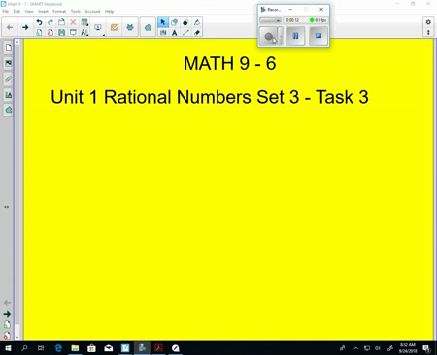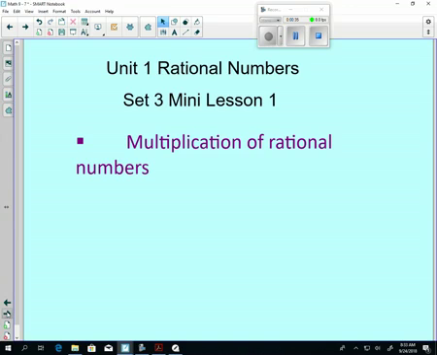Today we should be looking at, I believe it's Lesson 7. We're still working with rational numbers. We'll be looking at multiplying and dividing this week. Last week we reviewed adding and subtracting. So our first lesson today will be multiplication of rational numbers. So we're looking at a couple rules and examples.